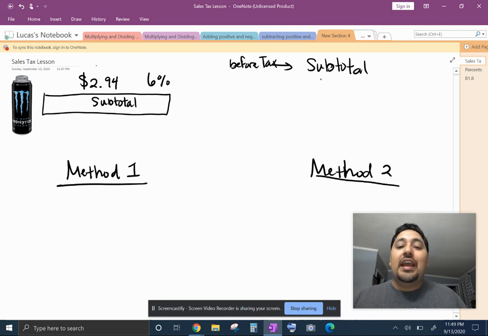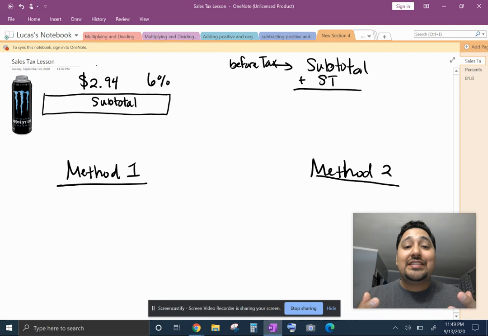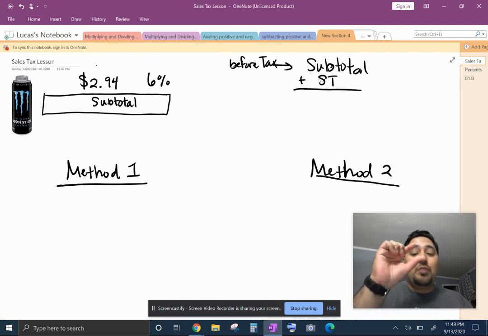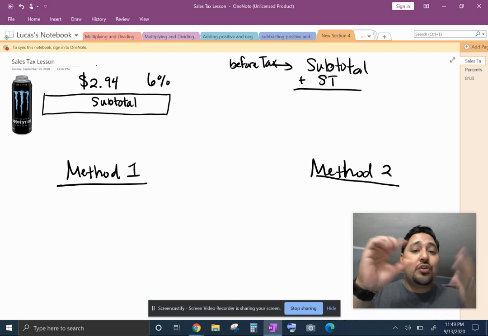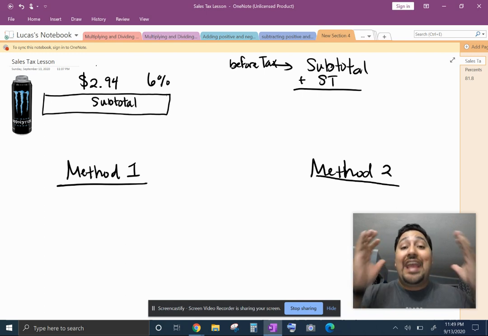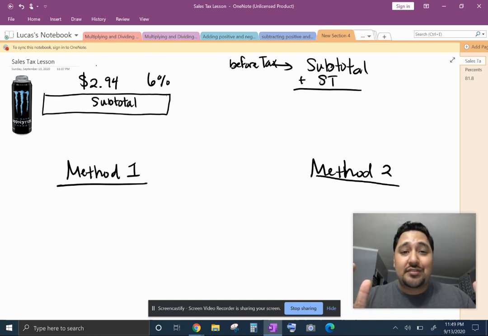Then they would calculate the sales tax. And what is sales tax? Sales tax is a tax imposed by the state on a small portion of the total amount you are planning to spend on every single transaction.